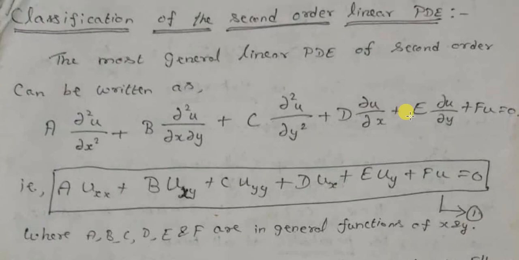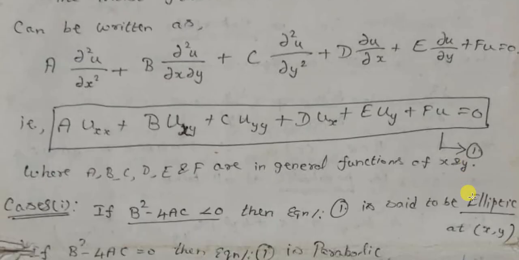The general linear partial differential equation of second order can be written as A ∂²u/∂x² + B ∂²u/∂x∂y + C ∂²u/∂y² + D ∂u/∂x + E ∂u/∂y + F u = 0. And it can be rewritten as A u_xx + B u_xy + C u_yy + D u_x + E u_y + F u = 0, where A, B, C, D, E and F are in general functions of x and y.